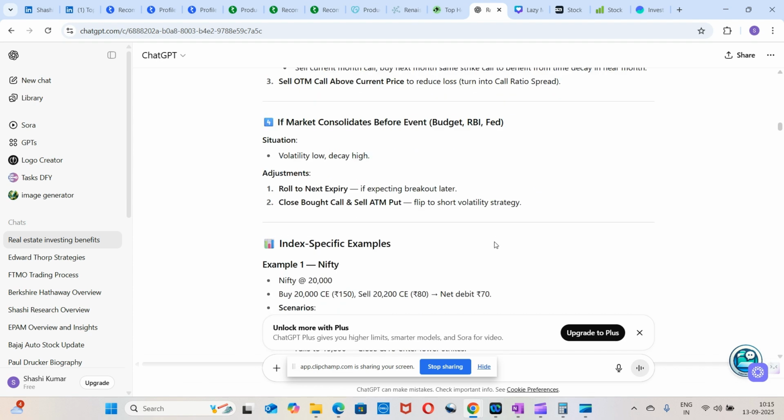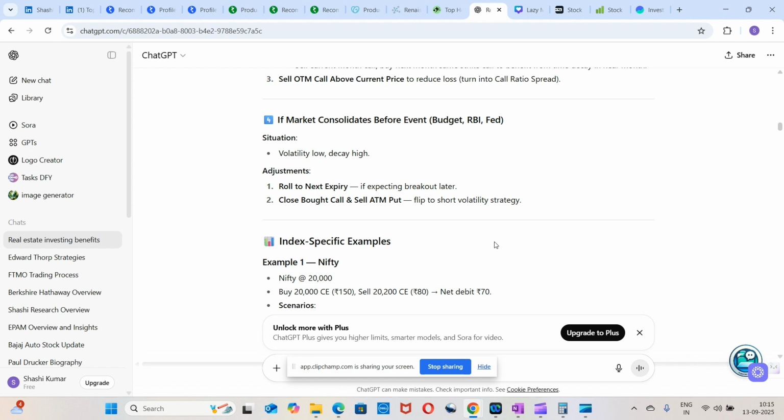If market consolidates before events like budget, RBI, Fed, volatility will be low and decay will be high. So adjustments you could do is roll out to next expiry if expecting a breakout later, and close the bought call because call will have high decay there, and you sell a put. Okay, so that's what you could do. You flip to short volatility strategy. So that's what you need to do when consolidation is there and some event is there where decay is high. You close the bought call and sell an ATM put or roll out to next expiry, so that you can get momentum in the next expiry.